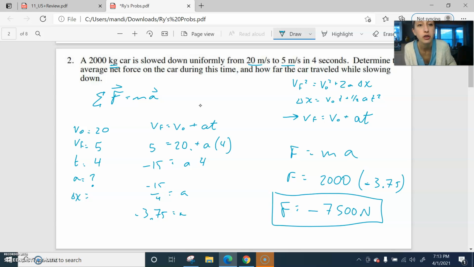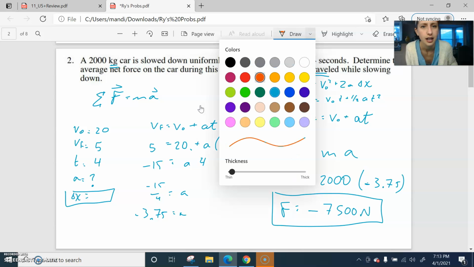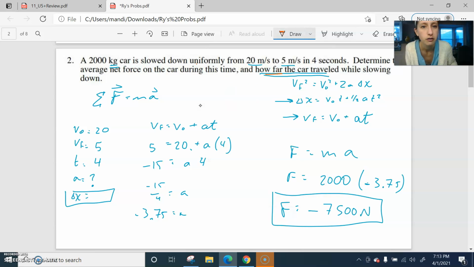And how far, ooh, I didn't read the full question. And how far the car traveled. Oh. Okay, so they want us to find delta X also. So you can pick your favorite equation now that we have them all. I think I'm going to do this one just because, and I'm going to change colors because there's a lot happening. Part 2, how far? So I'm going to use this one. So we say delta X is V naught T plus 1/2 AT squared.